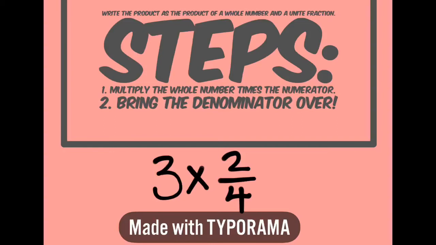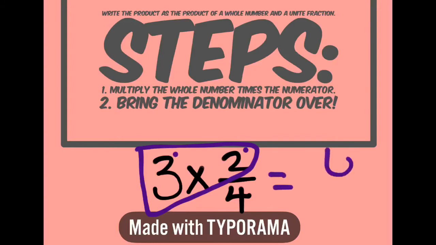So step number 1 is multiply the whole number times the numerator. So here's our whole number. We're going to make a little triangle. We're going to do 3 times 2. And what is 3 times 2? That is 6. So that's our new numerator. And then we're just going to slide the denominator right over, and that is 4. So our answer to 3 times 2/4 is 6/4.